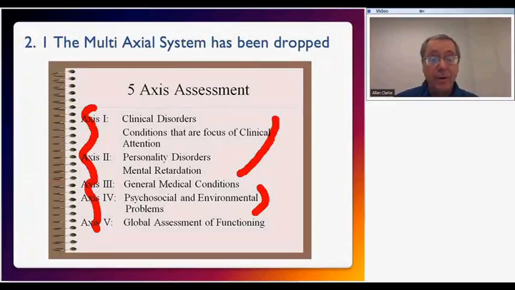Axis 5 has now been dropped, so we won't be doing the GAF anymore. Now, there has been some discussion, and the DSM-5 introduces a new assessment of functional ability called the WHODAS, the World Health Organization Disability Assessment Schedule. And so some of you may be interested in taking a look at that to see if it's useful in your setting.